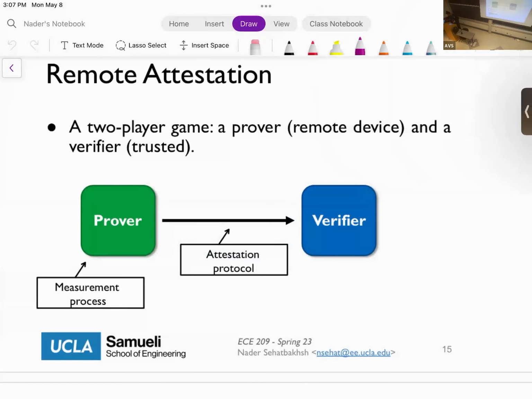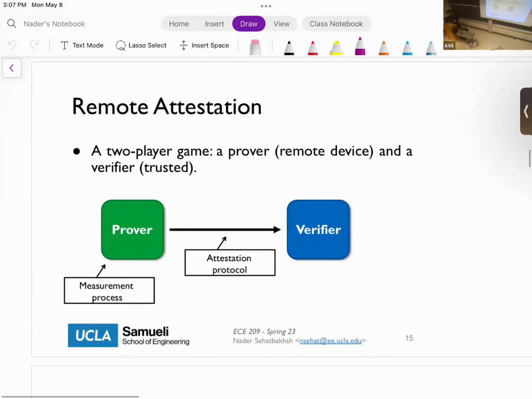Okay. So I told you why we need remote attestation. So let's see what it is, what the requirements are, what the plan is, and so on. Okay. So remote attestation, think about it as a two-player game. There's a prover and there's a verifier. Okay. The prover is the device in question, a remote device. Think about it as the PLC or the medical device that you want to ask. The verifier is a device that verifies, obviously. It's a device that we trust, okay?